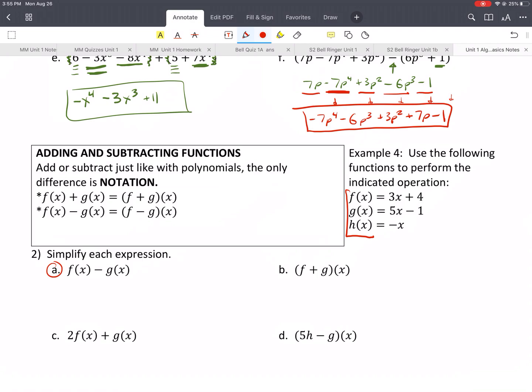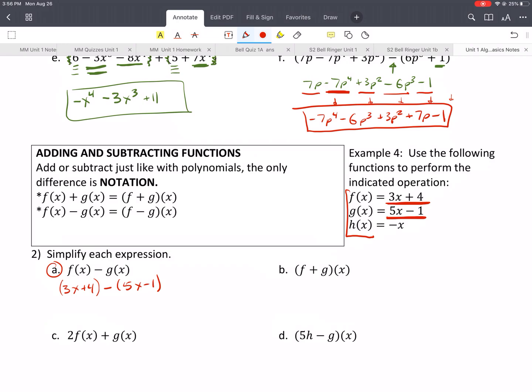Well, we know what f of x is. F of x is equal to 3x plus 4, so we can substitute that in. 3x plus 4. Okay, and when we plug anything in, it's a good idea to put those in parentheses, especially when you're subtracting. So here we're doing minus g of x. Well, g of x is right here. G of x is equal to 5x minus 1.